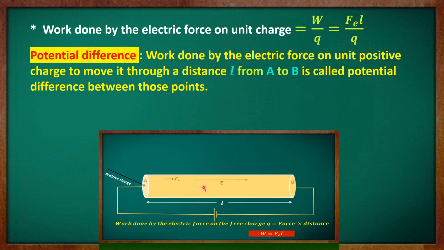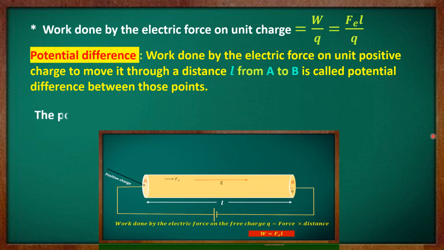Here the electric force is doing some work in carrying the charge from A to B. So what is the total work done on the charge Q? It is W equal to F_E into L. But I want the work done by the electric force on unit charge. It is W by Q, isn't it? Whatever work the electric force does on the unit charge in carrying it from A to B is called the potential difference between the 2 points in the conductor.